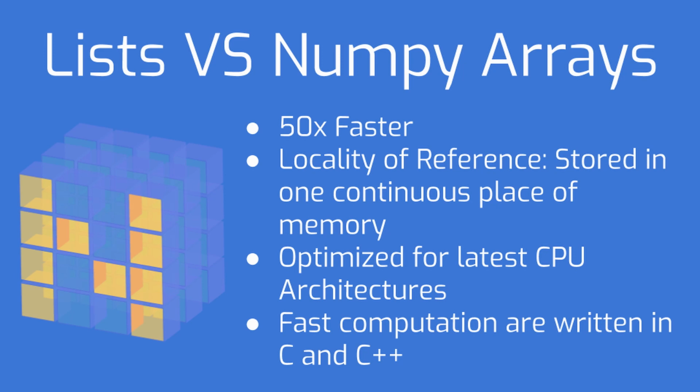Another reason is that Numpy is optimized to work with the latest CPU architectures. While Numpy is a Python library, the parts that are required to handle fast computation are written in C and C++, while parts of the library are written in Python. And many of you would know that C and C++ are considered to be the fastest programming languages. We will not go into details of C and C++ in this video, but you can research this on your own time.